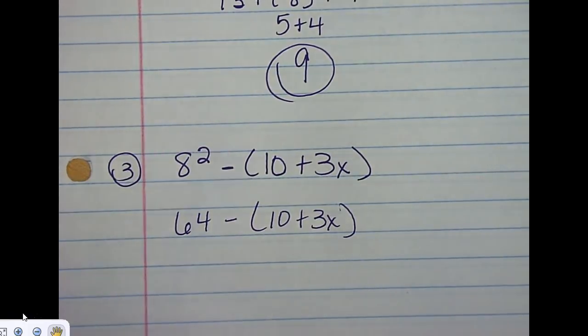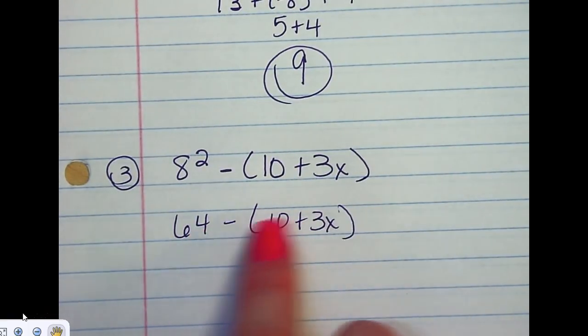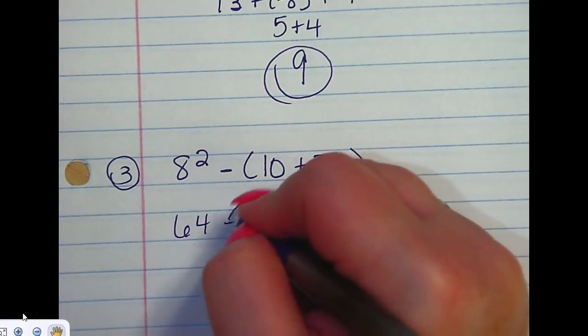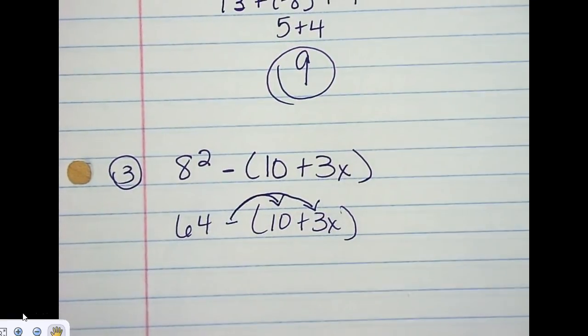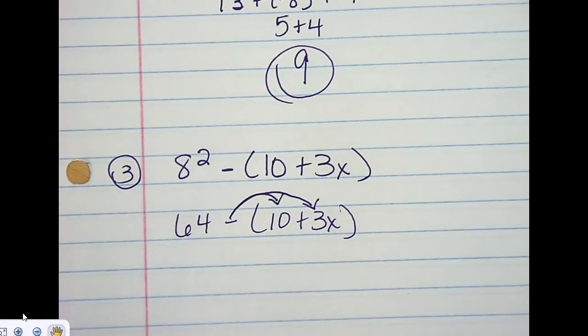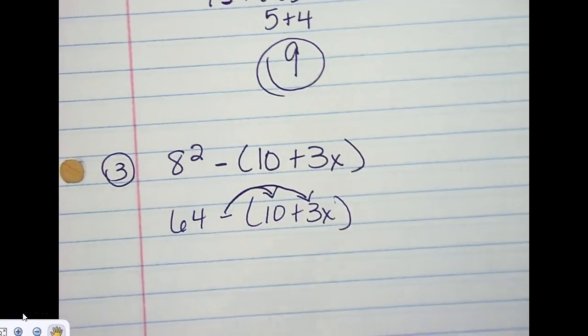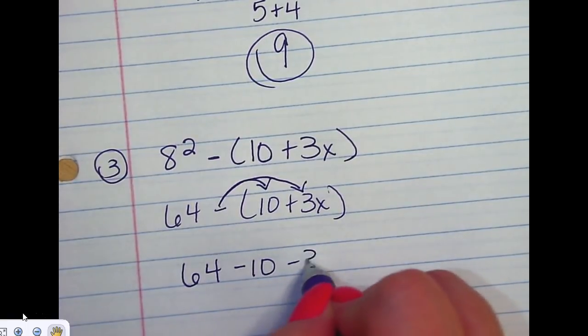Distribute that negative. That means I'm going to take 64 and I'm going to subtract both of these things. Well, to subtract both of those, that has to be a negative and that has to be a negative. You've got to distribute the negative. This is that second part of Wednesday that everybody keeps missing because you're not distributing that negative. 64 minus 10 minus 3x.